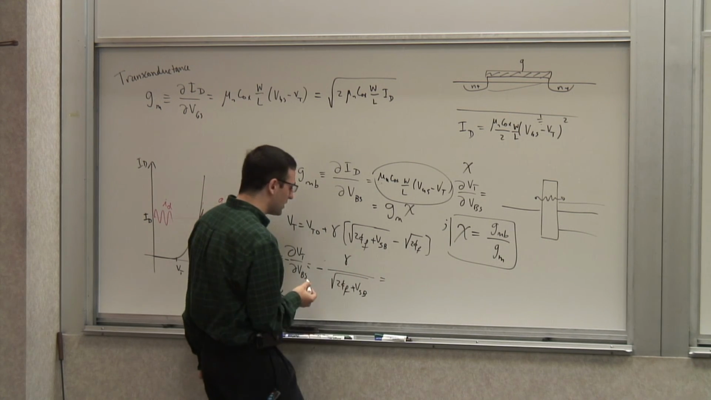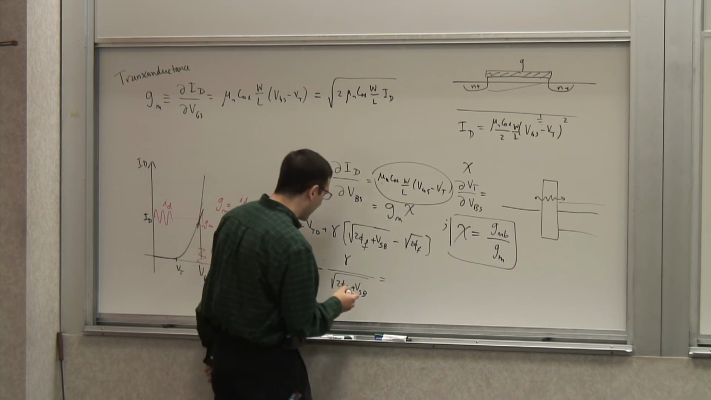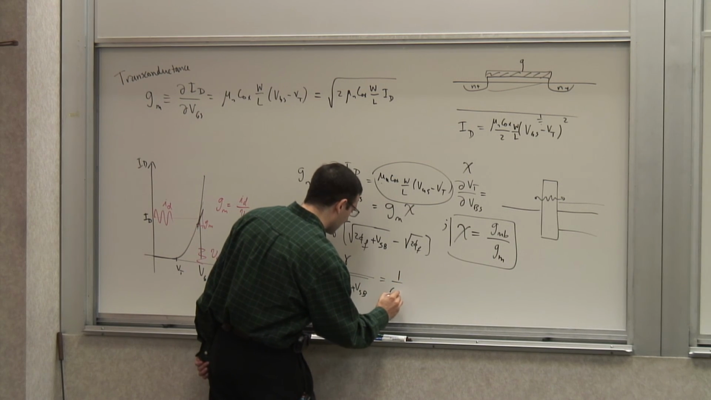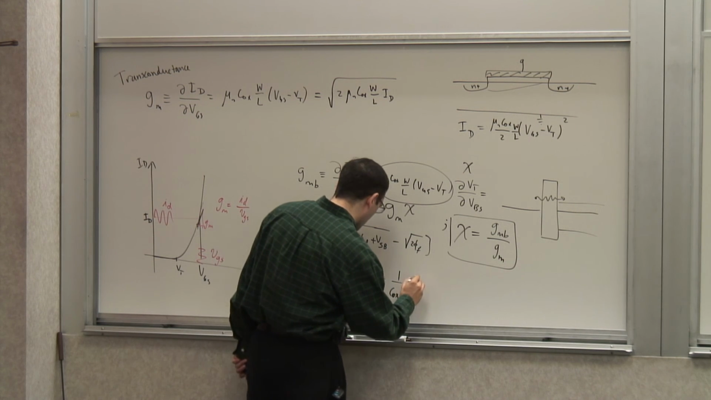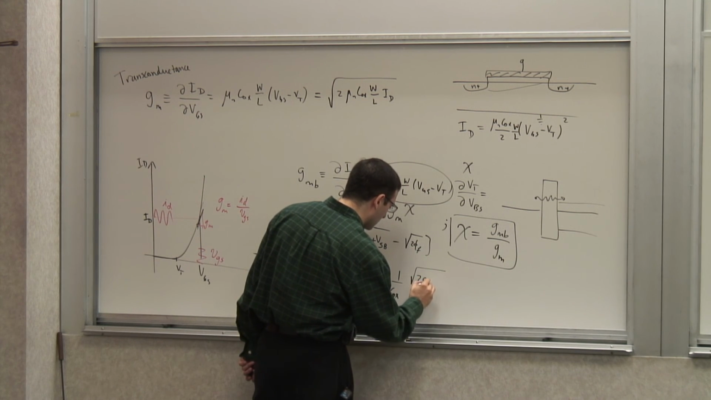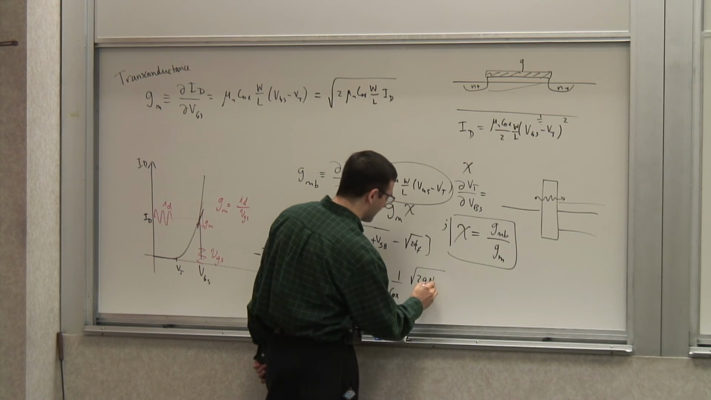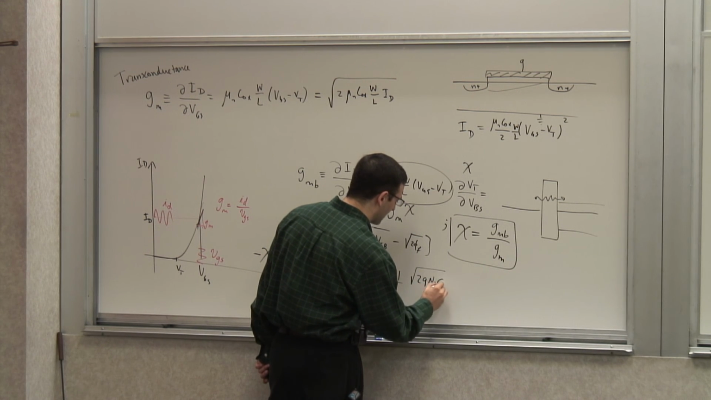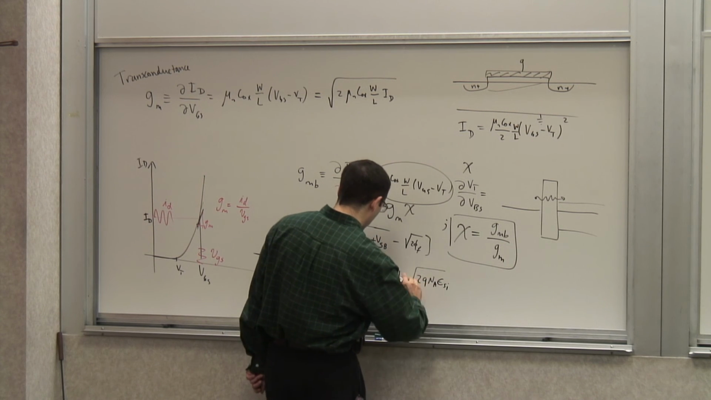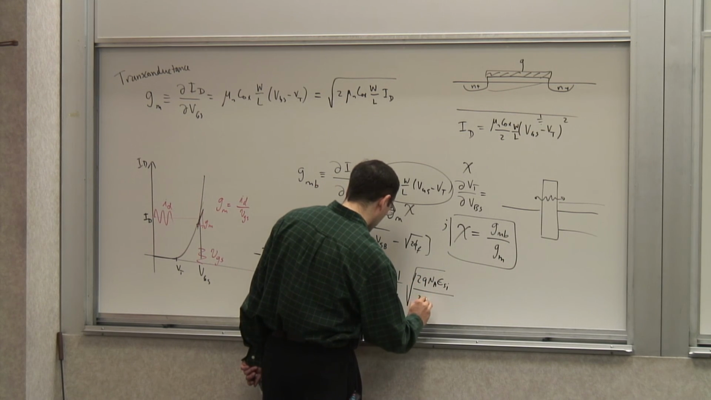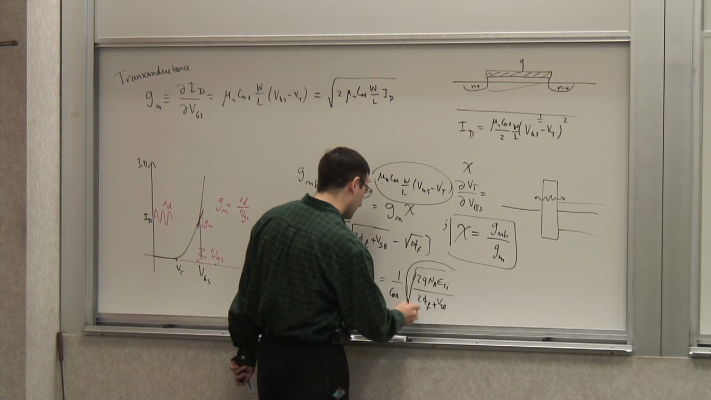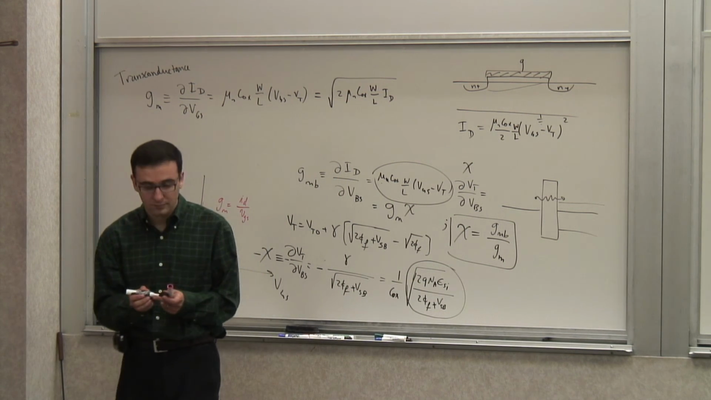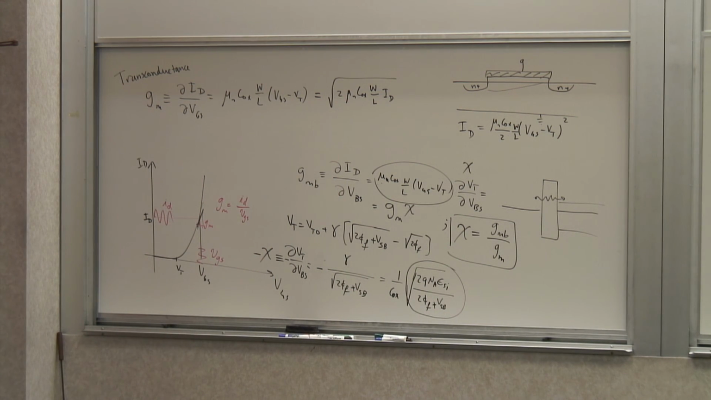But I remember what gamma was, right? Do you remember what gamma was? Gamma was 1 over Cox times the square root of 2q Na epsilon silicon, divided by that square root. So I absorb that in 2 phi f plus VSB. Now, what is this quantity? What does it look like? We have a quantity that looks very much like that.